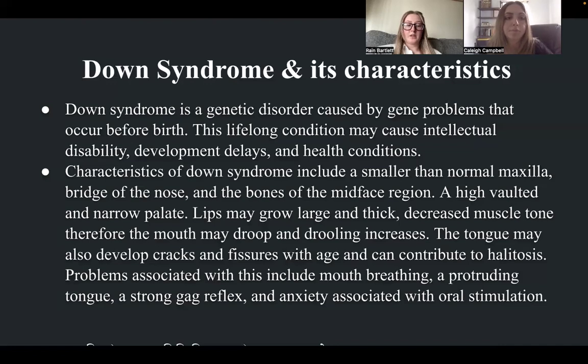A high vaulted and narrow palate. Lips may grow large and thick. Decreased muscle tone, therefore the mouth may droop and drooling increases. The tongue may also develop cracks and fissures with age and can contribute to halitosis, which is bad breath. Problems associated with this include mouth breathing, a protruding tongue, a strong gag reflex, and anxiety associated with oral stimulation.